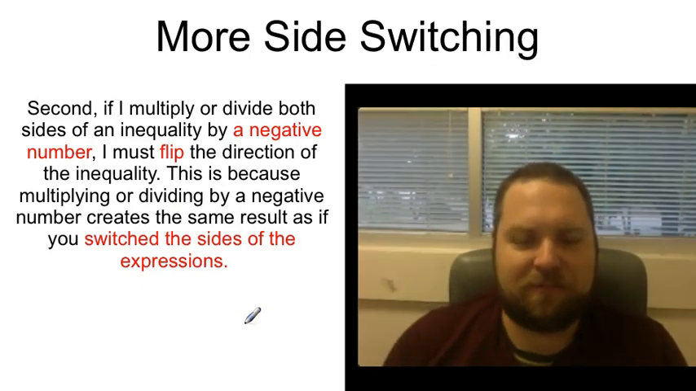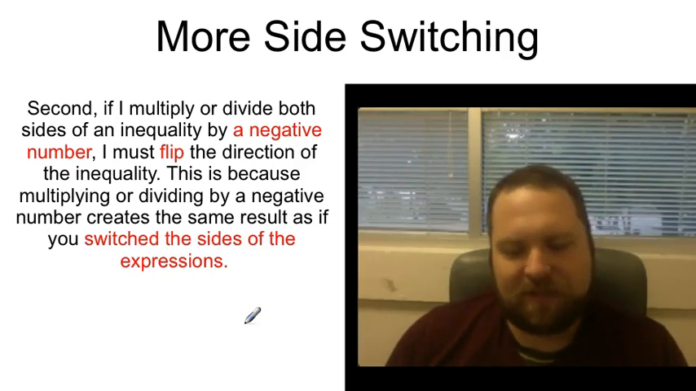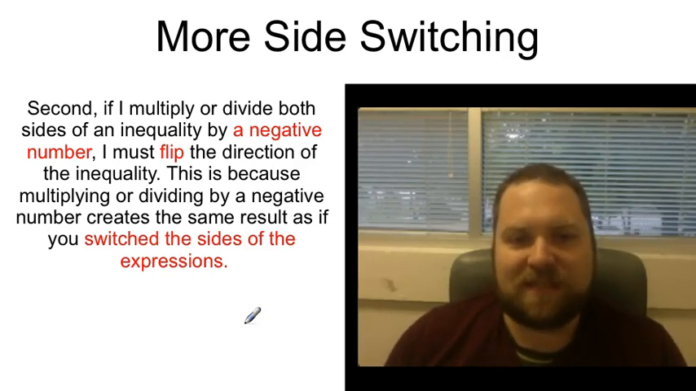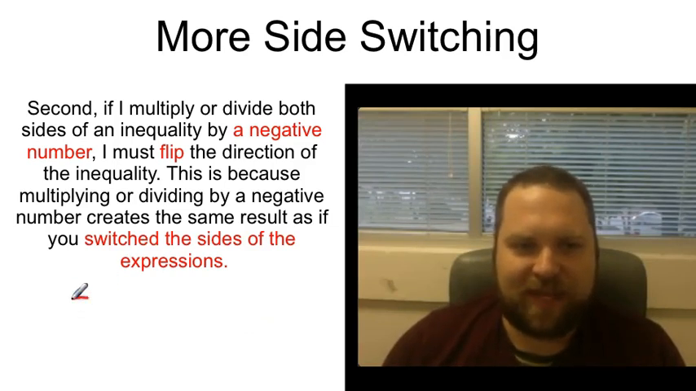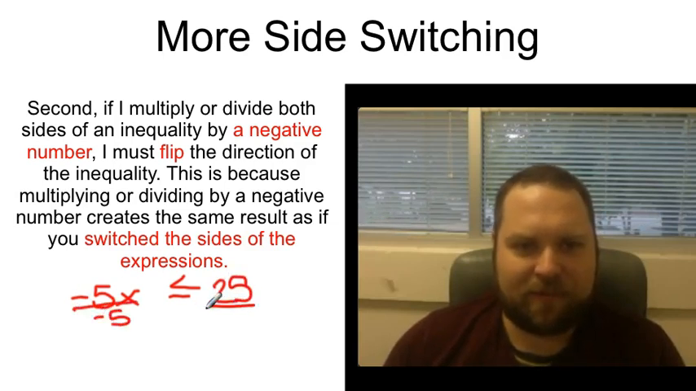This is the big one to remember with inequalities. If I multiply or divide both sides of an inequality by a negative number, I must flip the direction of the inequality. And the reason for this is that if I multiply or divide by a negative number, it's functionally the same as if I switch the sides, just like we talked about a second ago. And so I have to reverse the direction. So for instance, if I had negative 5x is less than or equal to, say, 25, and I divide both sides by negative 5, it doesn't matter if this top number is positive or negative.